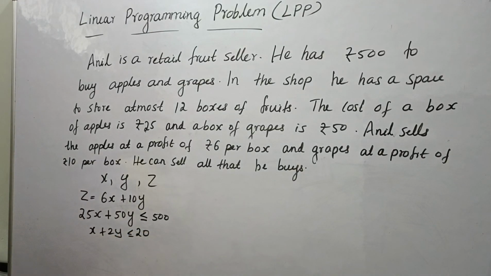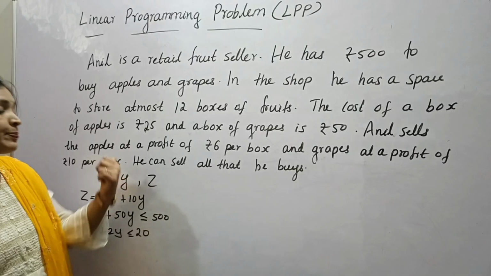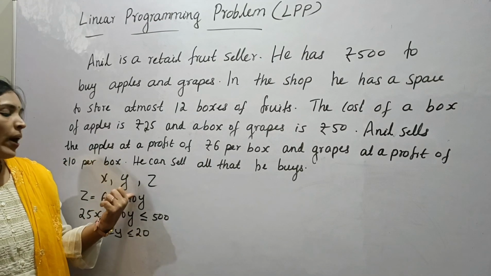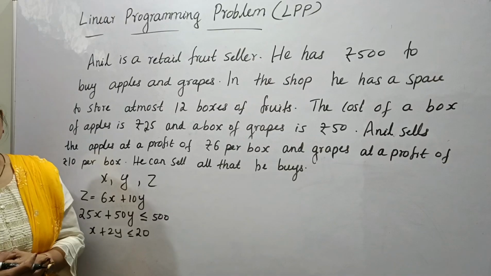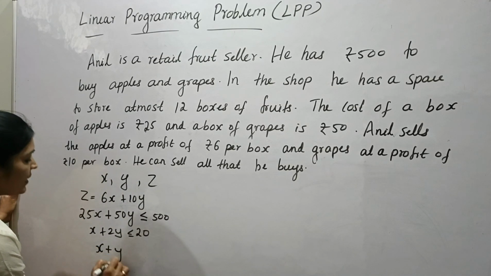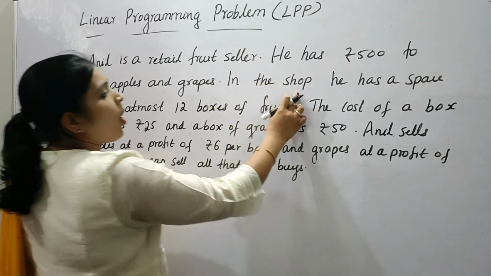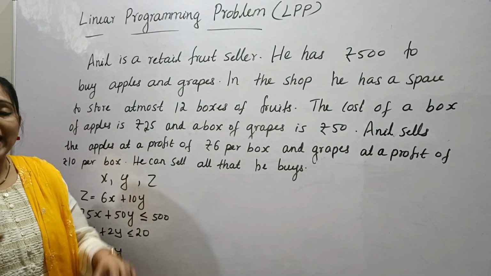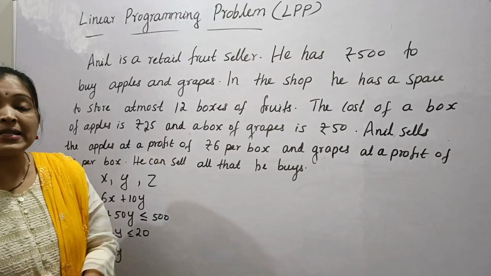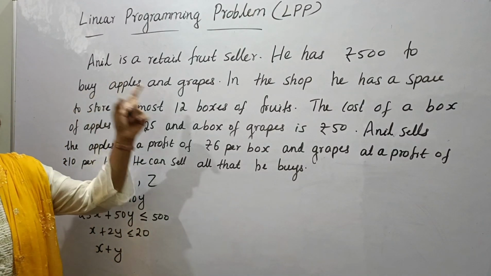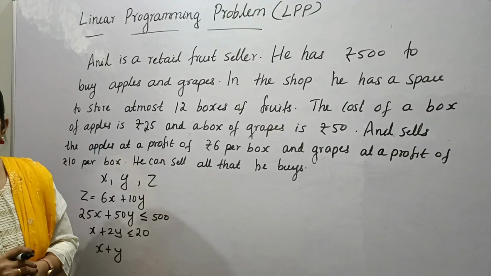Next, how many boxes are there? X is the number of apple boxes, y is the number of grapes boxes. Therefore total boxes are x plus y. And it is given that in the shop he has a space to store at most 12 boxes, that is, not more than 12 boxes.